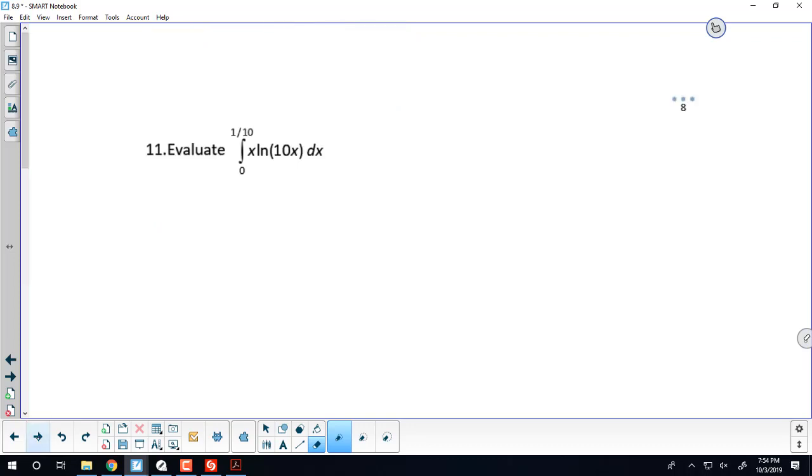All right. So last one. The function x ln of x is not defined when x is equal to 0. So we're going to have to compute the limit, from a to 1 over 10. The limit as a approaches 0 from the right of x ln 10x.